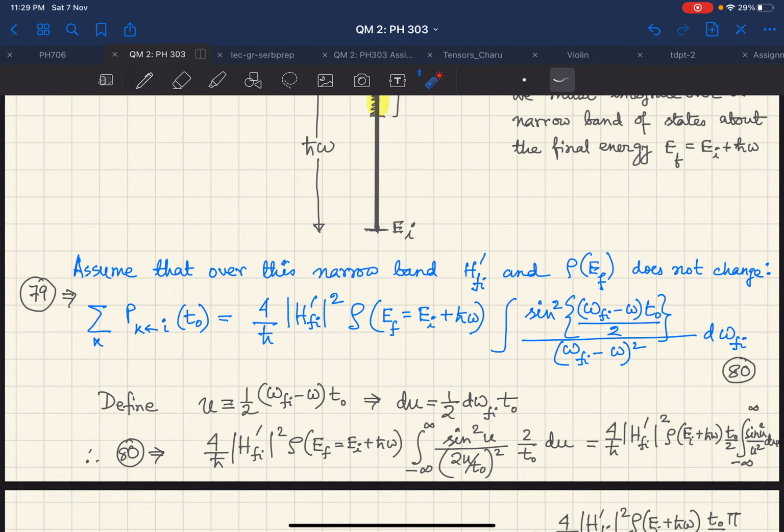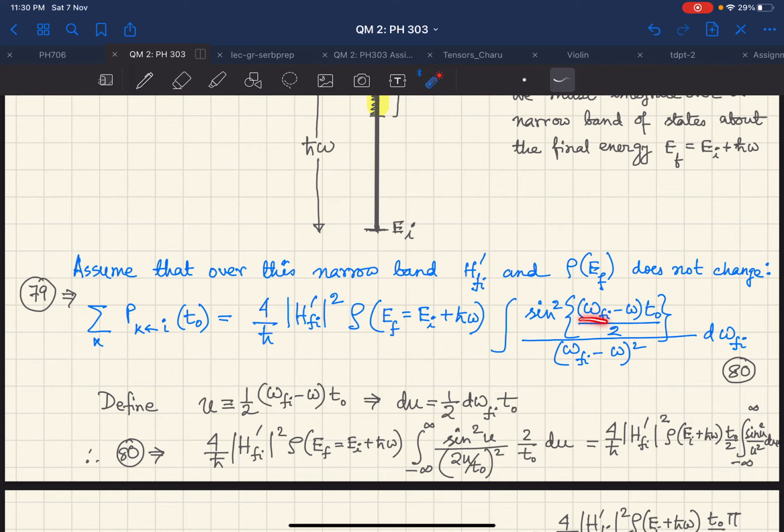Now again the same argument that we had given in case of constant perturbation holds. I have told this many times. Now, like the previous case, we can take this rho EF out of the integral, and we can take this H prime fi mod square out of the integral by simply assuming that since the main contribution comes from a narrow band, within that narrow band there is not any sufficient change in this H prime fi and rho EF. So by that argument you can take these things outside your integration sign, and whatever remains is very easily integrable.